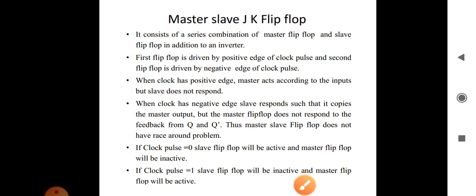So when the clock has a negative edge, the slave responds such that it copies the master's output, but the master flip-flop does not respond to the feedback from the Q and Q complement. Thus, the master flip-flop does not have a race around problem. If clock pulse is equal to 0, the slave flip-flop will be active and master flip-flop will be inactive. If clock pulse is equal to 1, the slave flip-flop will be inactive and master flip-flop will be active.